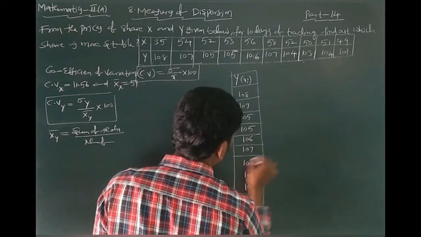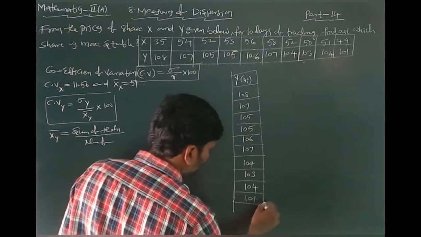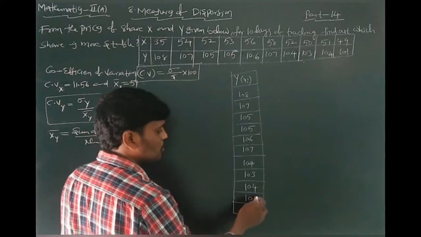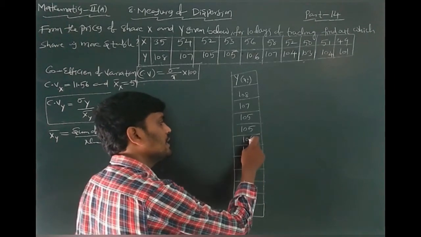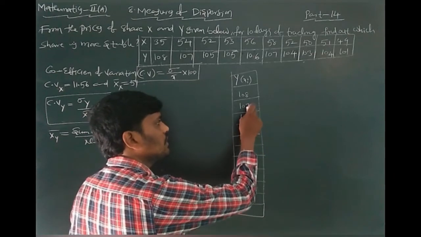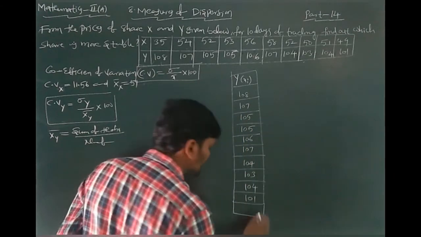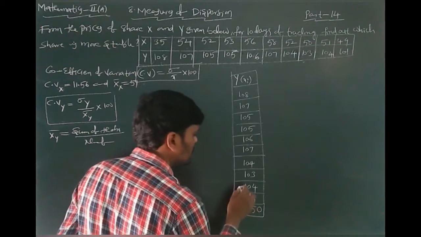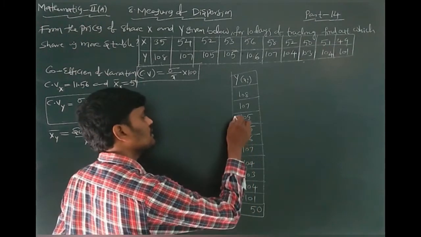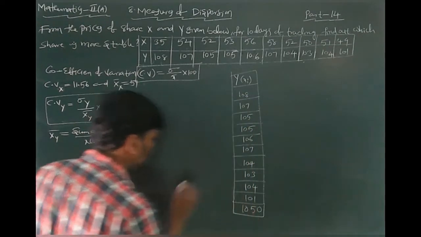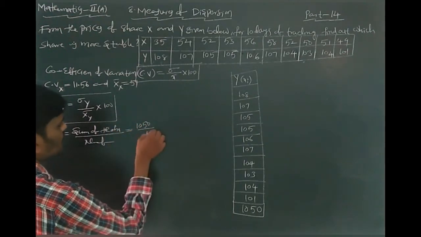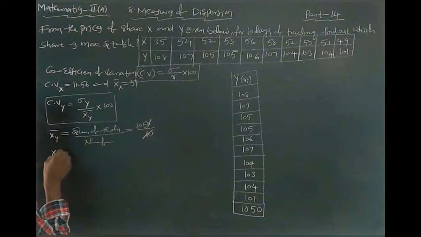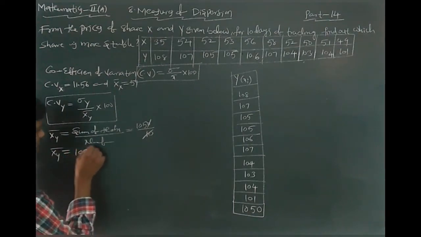In these observations, you can add them: 8 plus 7 is 15, plus 5 is 20, 25, 31, 38, 42, 45, 50. The sum of the observations is 1050, divided by the number of observations, 10. Cancelling the zero, the mean y bar is 105.